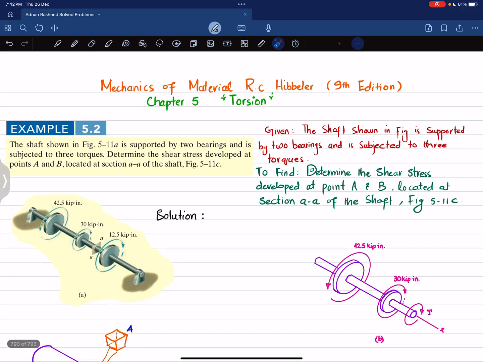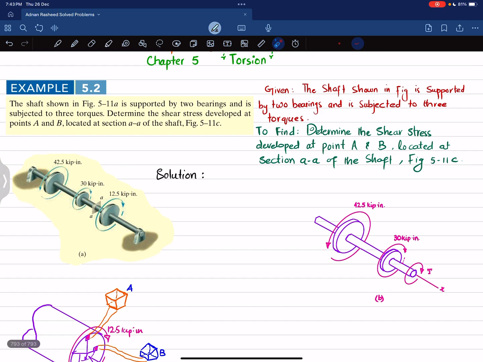The first step is that if you section this shaft at this point and take the left side of it, the free body diagram is like this. Now from this free body diagram you can see, since the bearings do not offer resistance to the shaft, the applied torques satisfy the moment equation. You can see this moment is 42.5 kip-inch, counterclockwise. This is clockwise 30 kip-inch. So in order to keep it balanced, this internal torque will also be clockwise.